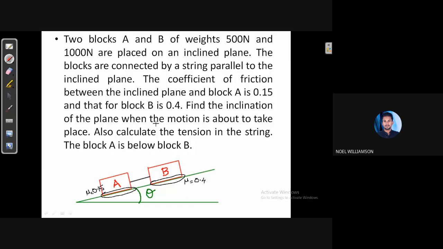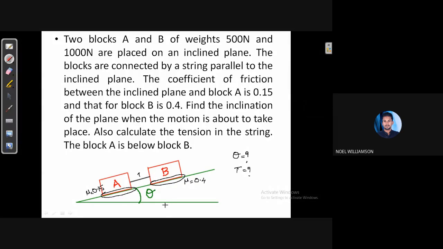Find the inclination of the plane. So you have to find the value theta. Theta is to be determined, when the motion is about to take place. Also calculate the tension in the string. That is, there will be a tension in the string. It will be T. So you have to find the value for T. So these are the terms you have to find, that is angle theta and T. So we will move on to the topic.